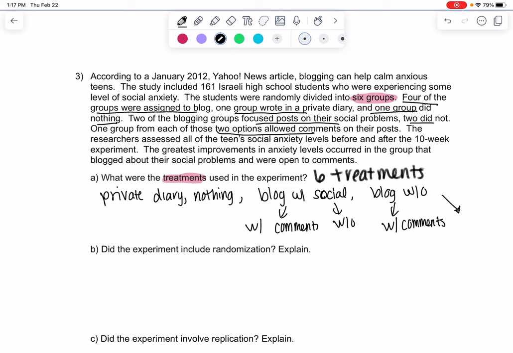So treatments are the different groups we put them in. All right, and then did it include randomization? If it doesn't say, we don't know. But if it does say, then we can answer this. Just because it doesn't say doesn't mean we don't know. But let's see. I see some hints towards random. I see they were randomly divided into six groups. So yeah.